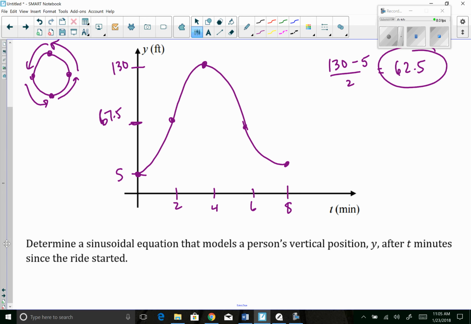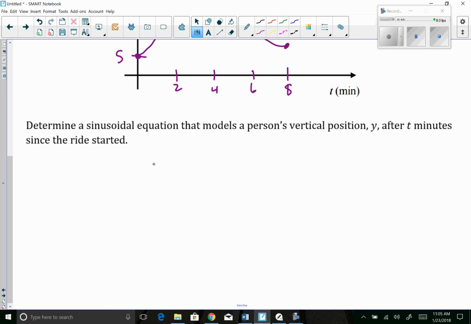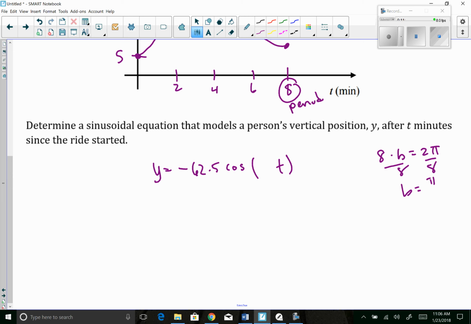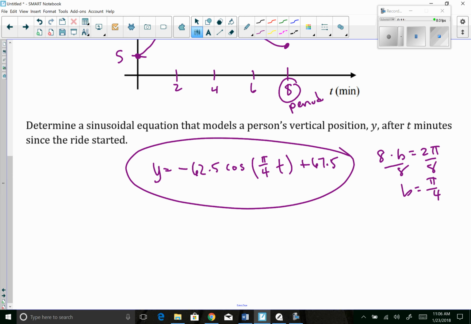It says determine the sinusoidal function of this position. It asks us to use y and t. So that's easy. We have y equals, it's another negative cosine curve. And we said it was 62.5 for the amplitude. Now, I don't know what the frequency is. I do know that the period is 8. So if I do 8 times the frequency equals 2 pi, I can divide both sides by 8, and I see the frequency is pi over 4. So I can put pi over 4 in there, plus that 67.5 midline. And that's your answer.